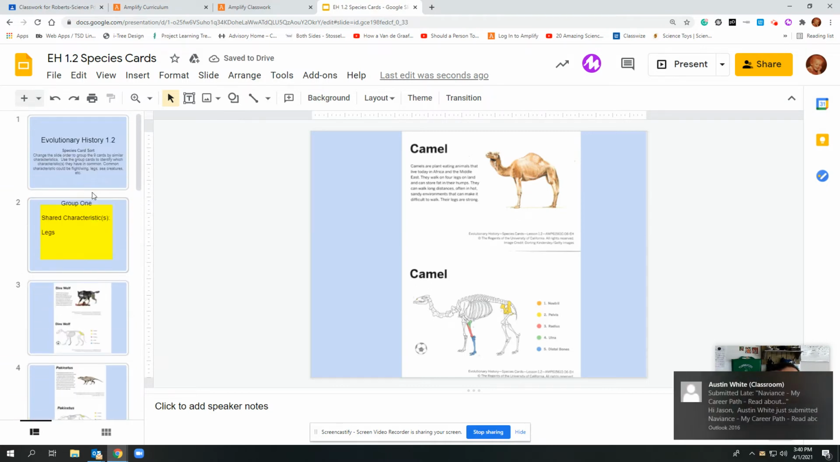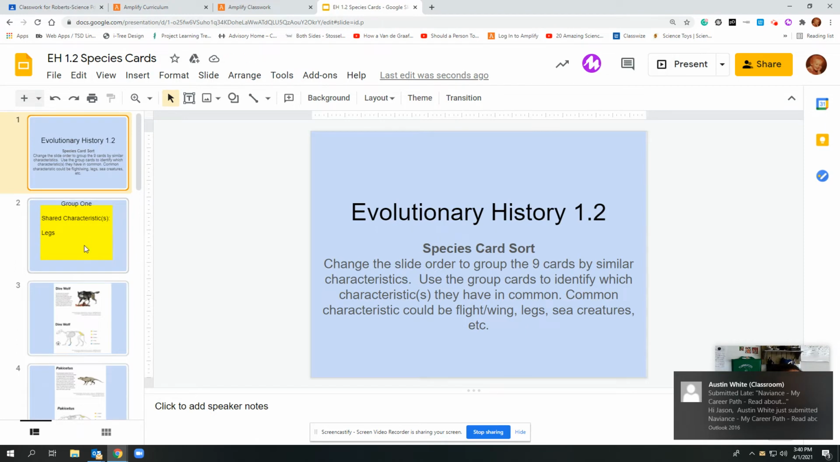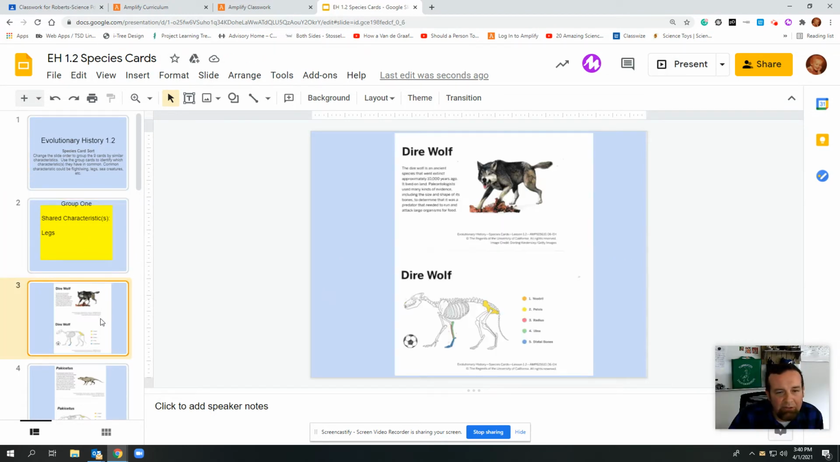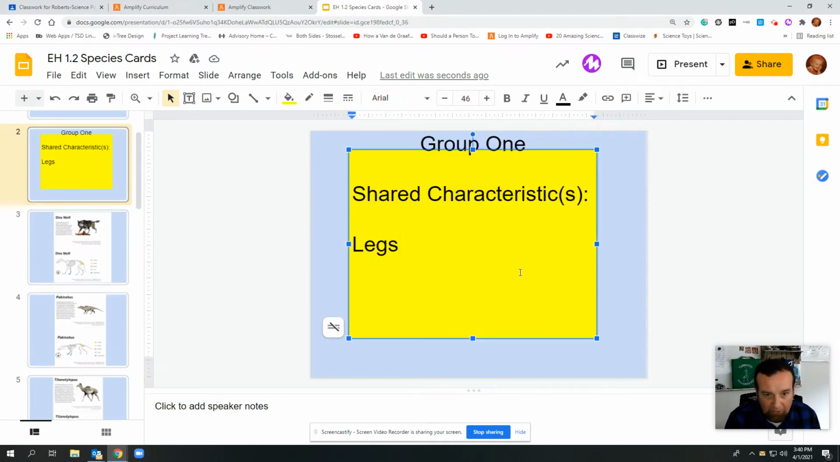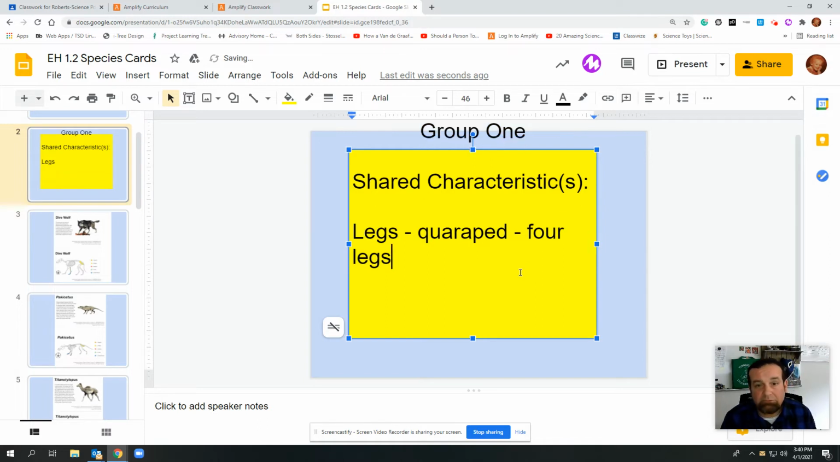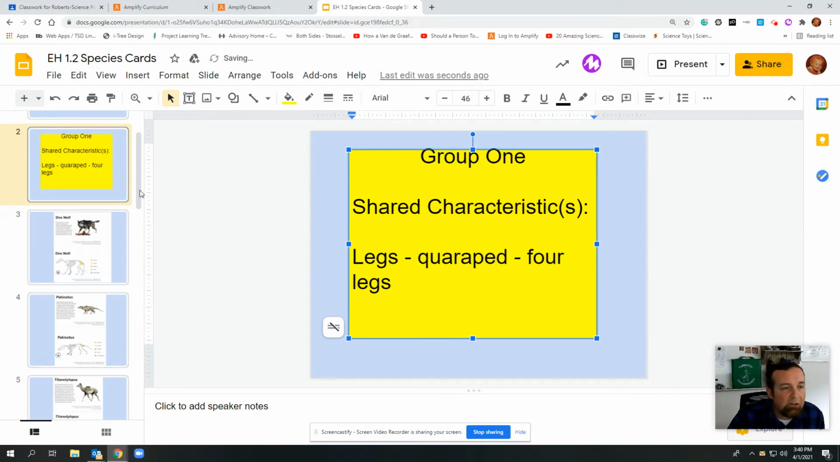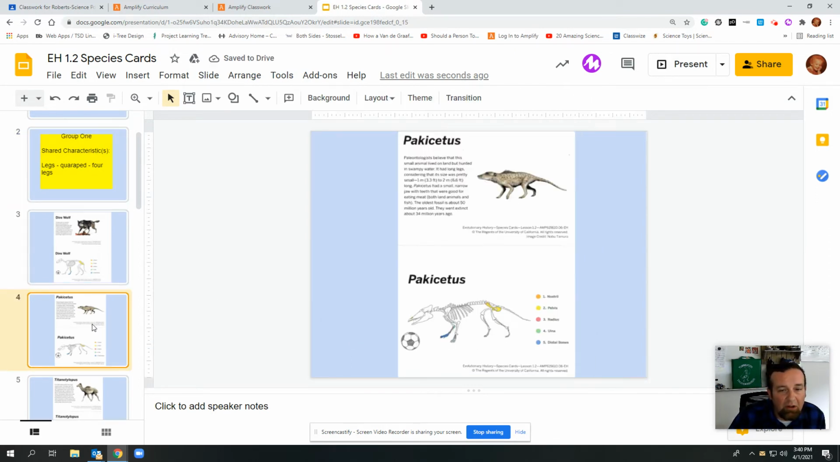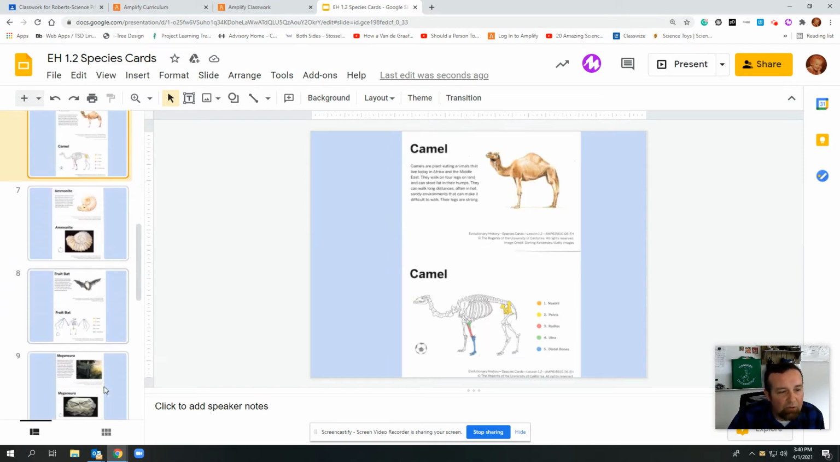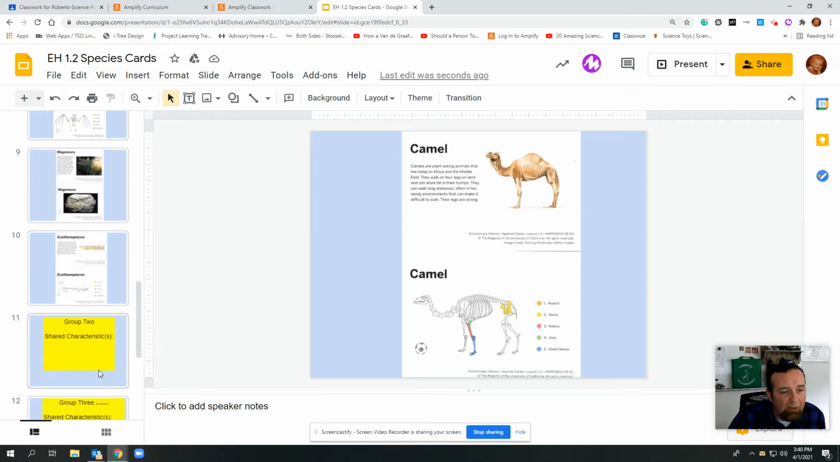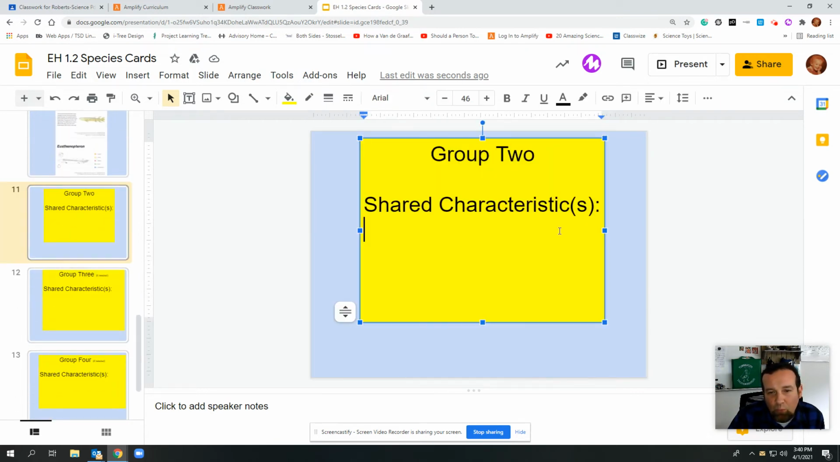So now I've got my slide order: legs, shared characteristics, legs. And maybe I want to be more specific. Maybe I want to say it's a quadruped, or 4 legs. Oh, so there I'm going to say all of these are legged creatures. They are quadrupeds, and they have 4 legs. So as I look through here, I'm also seeing creatures that have wings.